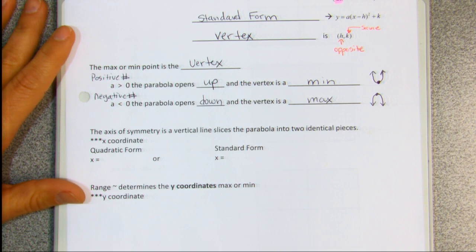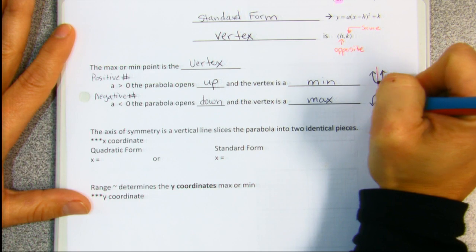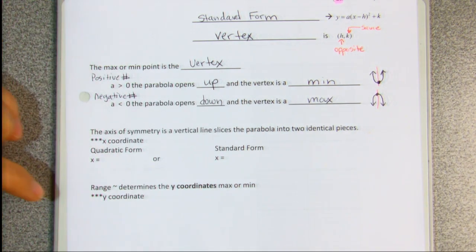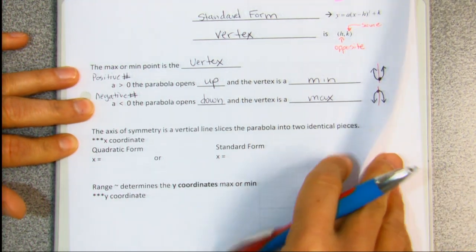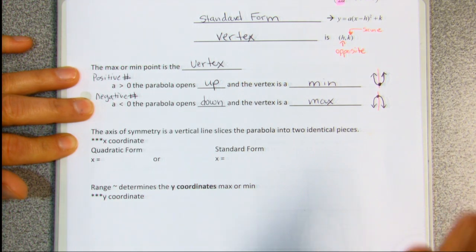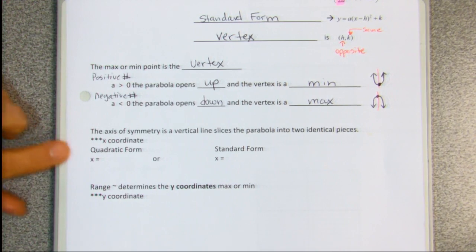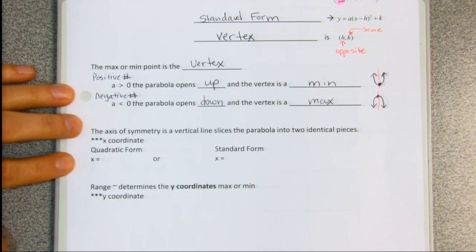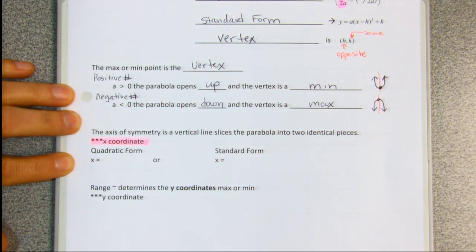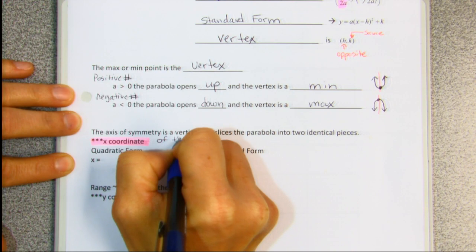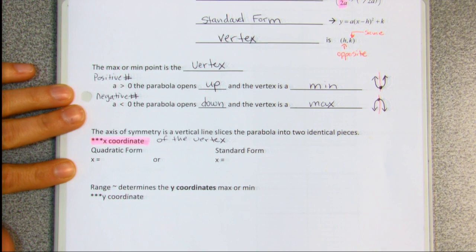The axis of symmetry is like a vertical line you could draw through these parabolas that slices the parabola into two identical pieces. It's like if you could fold your paper along that line, both sides of those little U's would match right up. The axis of symmetry is just the x-coordinate of the vertex. So it's just the x part of the vertex.